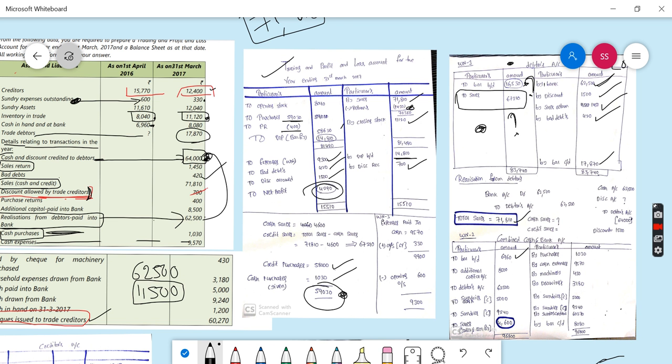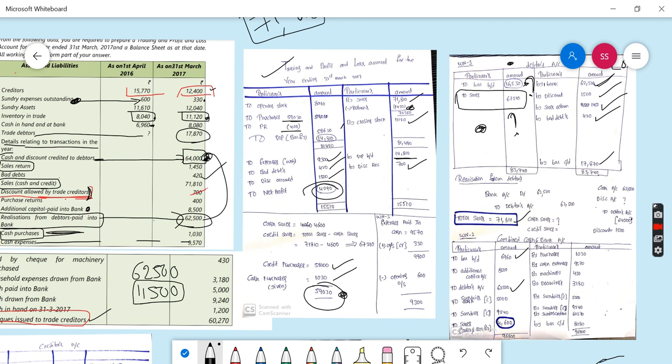And then cash and discount credited to the debtors. So for discount we are not getting any money, right? So we are getting money only 62,500. So bank account debit to debtors account. So to debtors 62,500. And then additional capital paid into the bank, right? Because sales return there is no entry, bad debts no entry, sales cash and credit no entry, discount allowed by trade creditors no entry, purchase returns no entry, additional capital paid into the bank, yes, we need to enter into the cash and bank account.